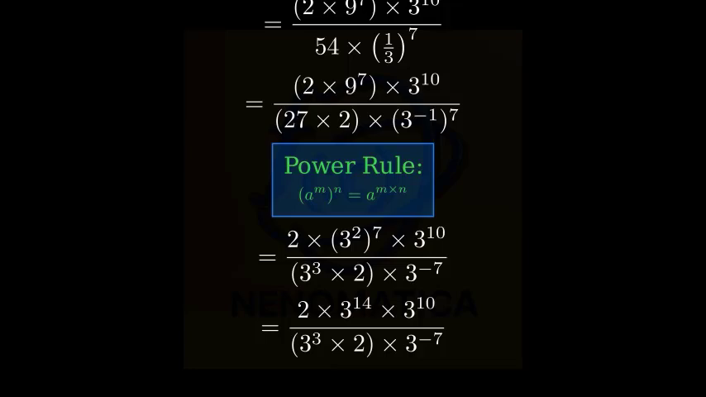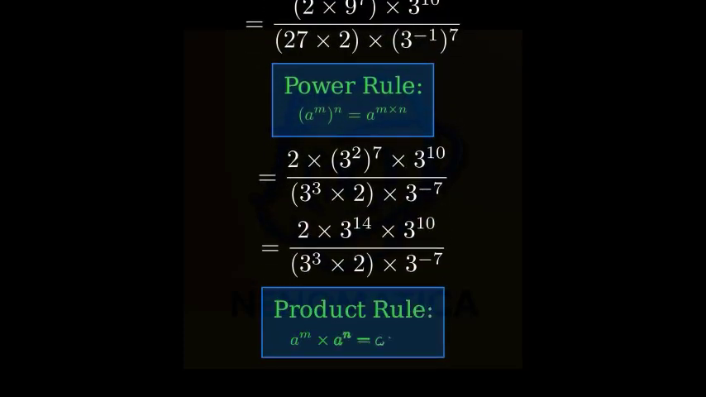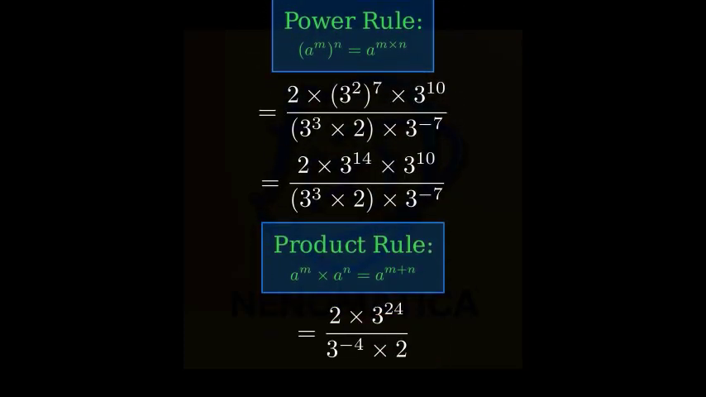Using the power rule, 3 squared to the 7th power equals 3 raised to 14. So our numerator has 2 times 3 raised to 14 times 3 raised to 10. Using the product rule for exponents, 3 to the 14th times 3 to the 10th equals 3 to the 24th. So our numerator becomes 2 times 3 raised to 24.